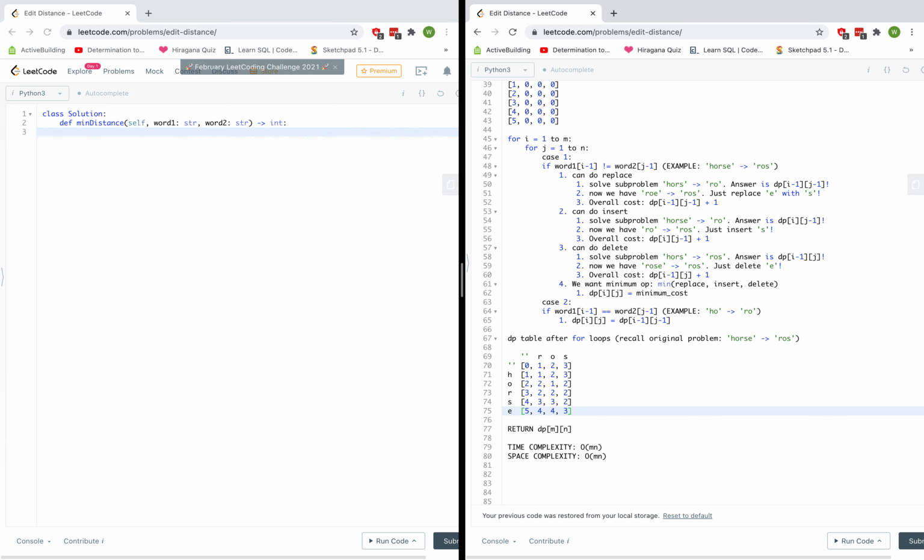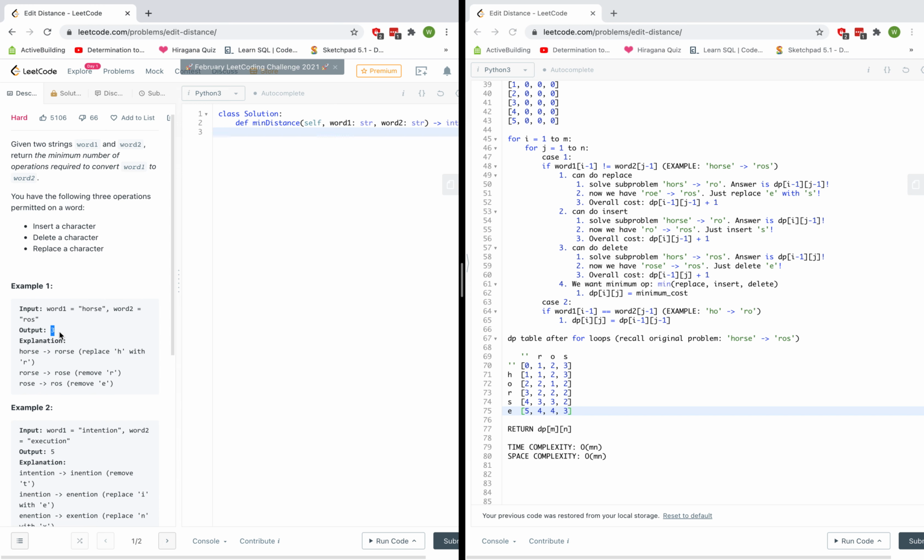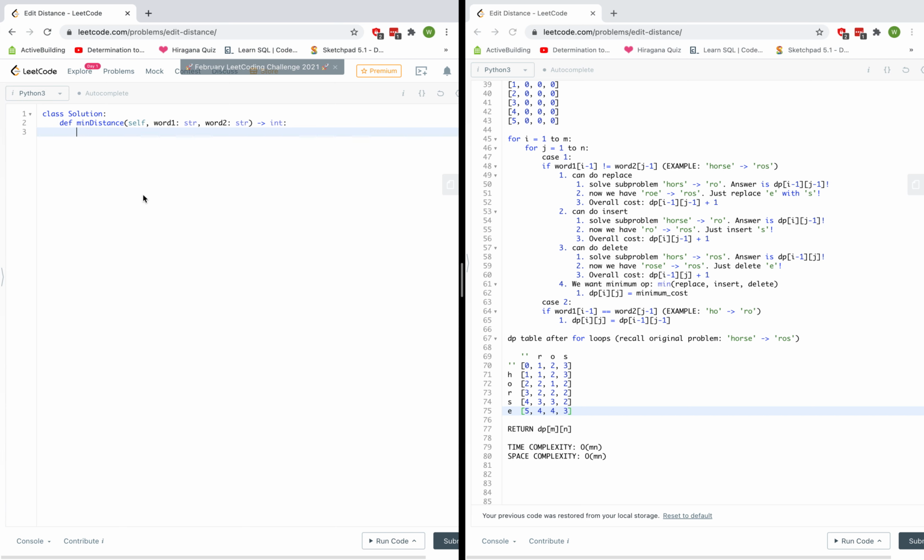Okay. Now, notice our final step is to return dp[m][n], which is basically 3. And we know that that's correct because it's one of our examples. The output should be 3. So that's basically the conceptual overview.